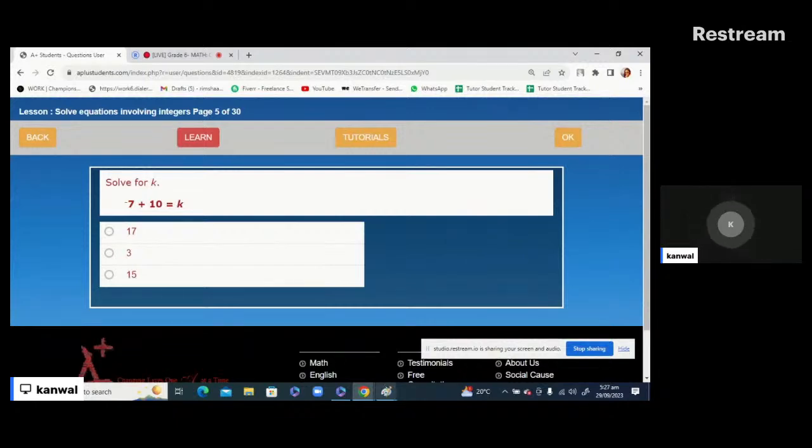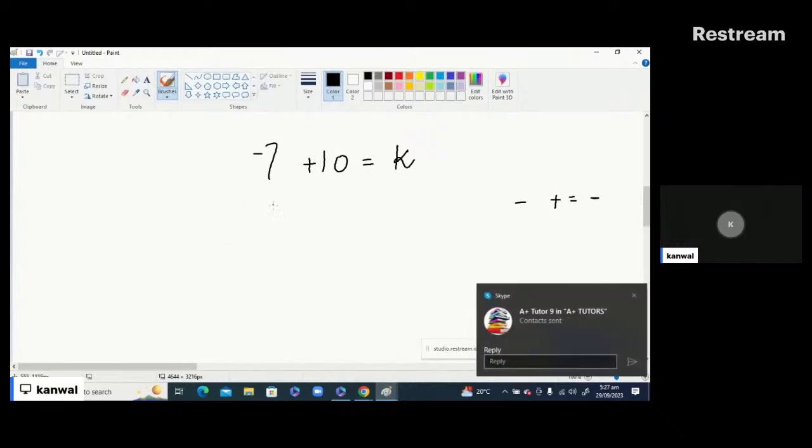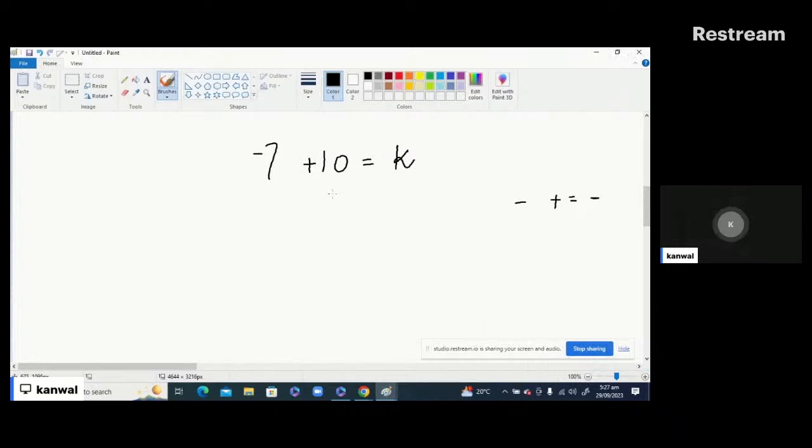Minus 7 plus 10. Look at here now. Here is minus 7 then plus 10, which is equal to K. If there is one minus and one plus, what's the answer? Always subtraction. So minus 7 plus 10, it means that there is 3. So which sign do you put with the 3? The sign with the greatest number.